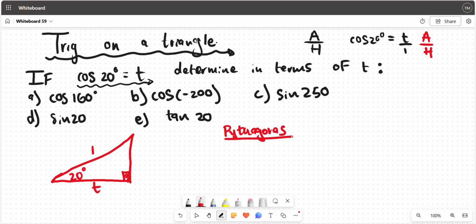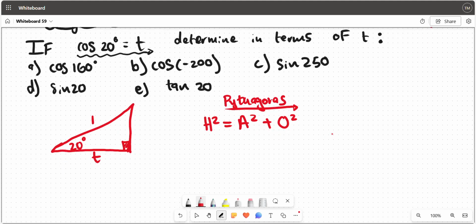And why am I doing Pythagoras? Because I'm looking for this opposite side that needs to sit there. So let me do my Pythagoras. Pythagoras always says hypotenuse squared is equal to the adjacent side squared plus the opposite side squared. So the one I'm looking for is the opposite. I have the hypotenuse, which is 1, and I'm squaring that. I have the adjacent, which is t, and I am squaring that, and I'm looking for the opposite.